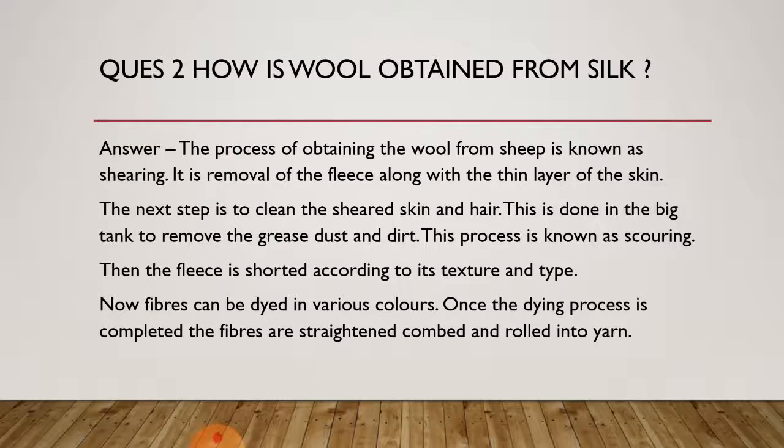Now next, question 2. How is wool obtained from sheep? Its answer, the process of obtaining the wool from sheep is known as shearing. It is removal of the fleece along with the thin layer of the skin. The next step is to clean the sheared skin and hair. This is done in the big tank to remove the grease, dust and dirt.